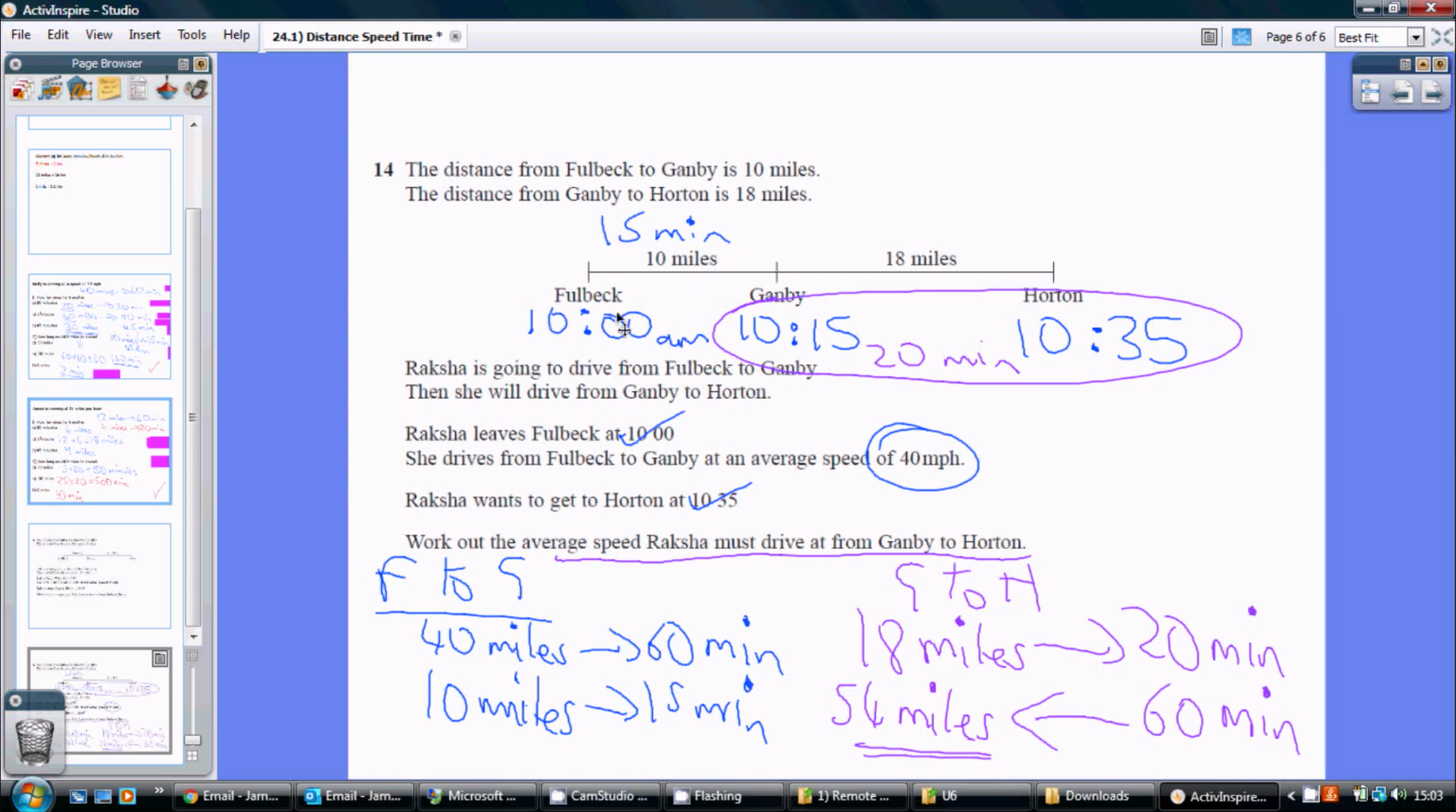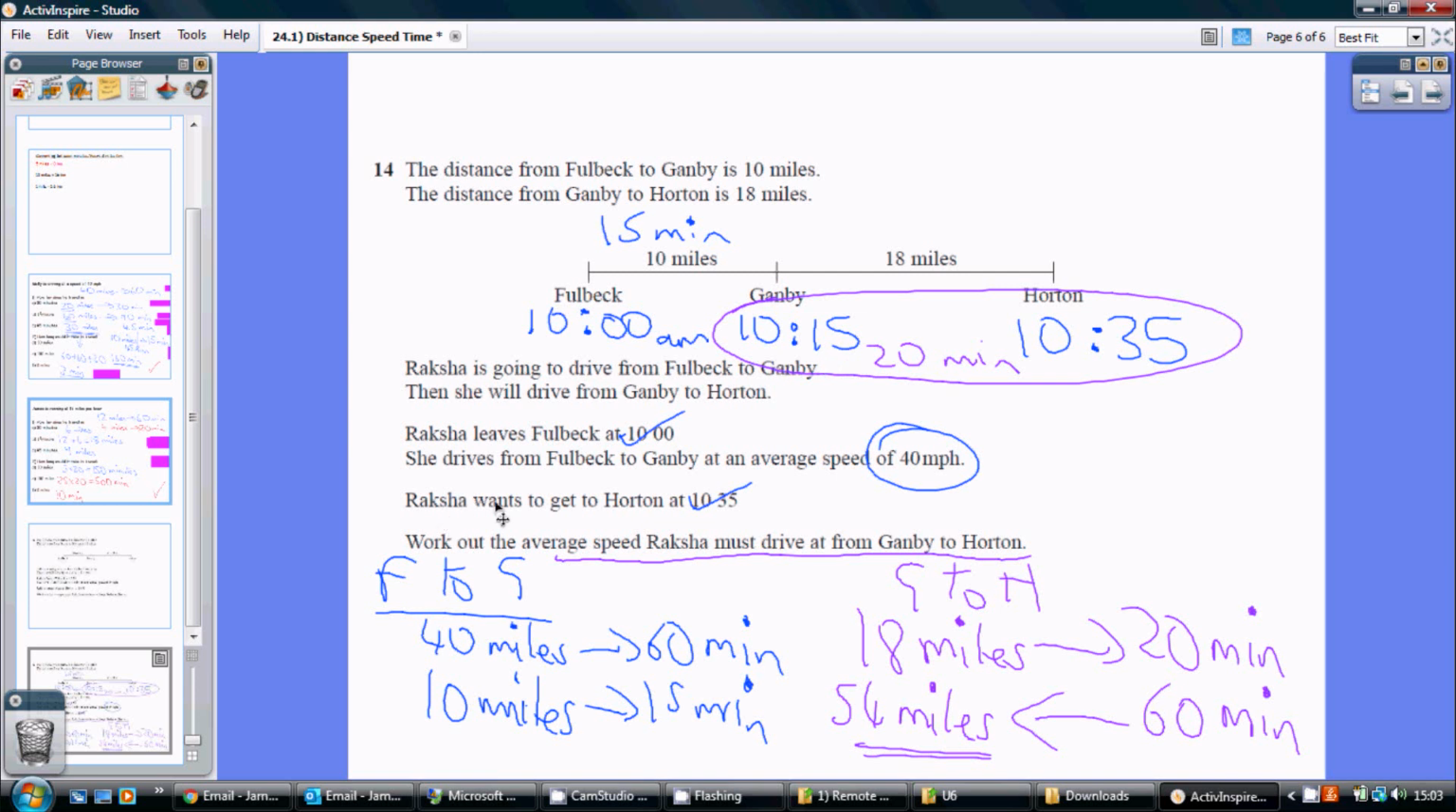So pop your 10 o'clock in here. Now she's travelling from Fulbert to Ganby at an average speed of 40 miles per hour. So that means she's going 40 miles in 60 minutes as she goes from F to G. Now she's got to go 10 miles, so that's a quarter of the mileage. It's going to take a quarter of the time. It's going to take 15 minutes. So given that she left Fulbert at 10 o'clock, she's going to get to Ganby at 10:15.